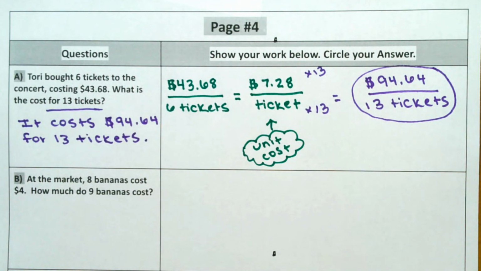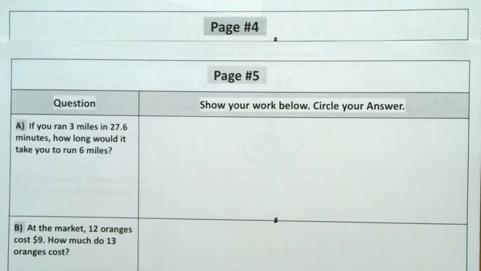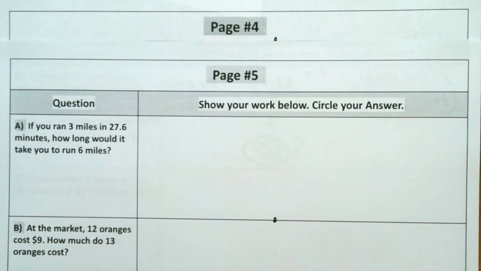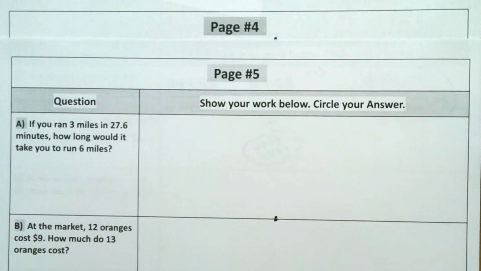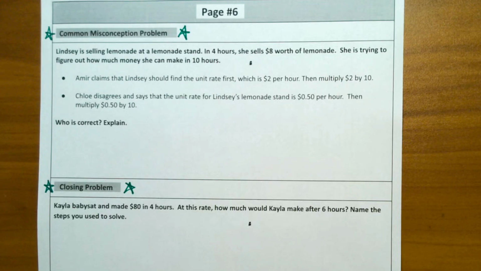Pause the video if you need more time. Once you have this down, you're going to finish page 4 and page 5. Once you finish both pages, come back to the video when you're ready for page 6. Now that you're on page 6, pause the video and complete the common misconception problem and the closing problem. Once you finish both, come back to the video.